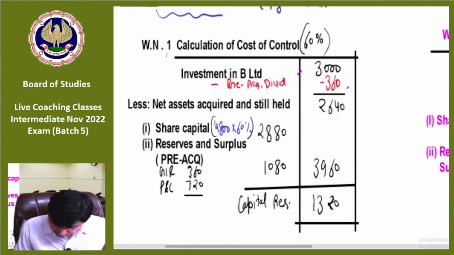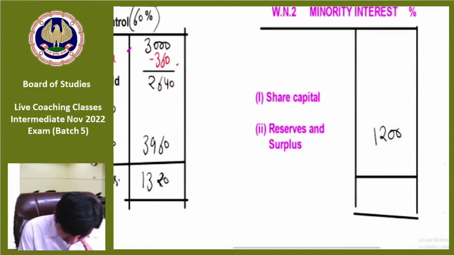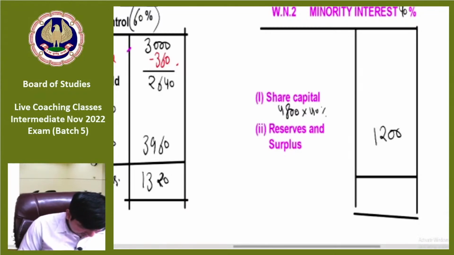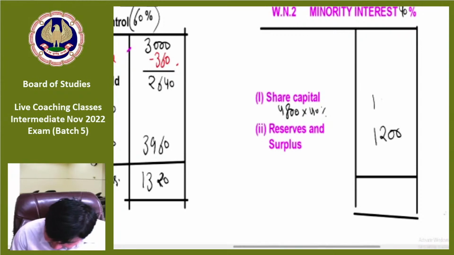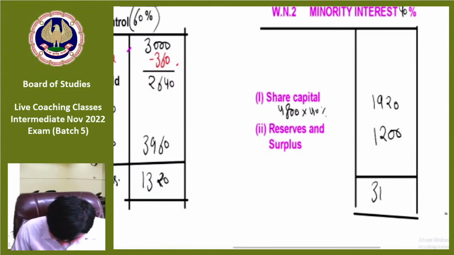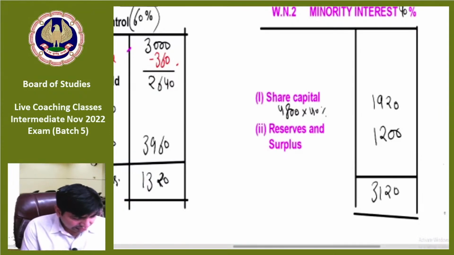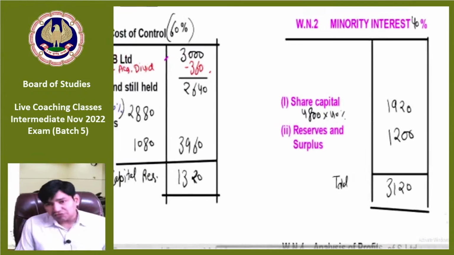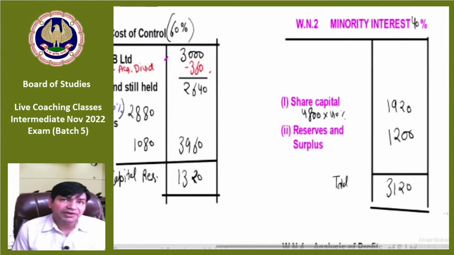But first distribute the capital properly. You have done 60%. Now you have to do the rest of the 40% also. Okay, beta. 4800 multiplied by 40% becomes 1920, plus 1200, that is 3120. This is the total minority. Now we can post directly to the balance sheet two figures: one of capital reserve and another of minority interest.